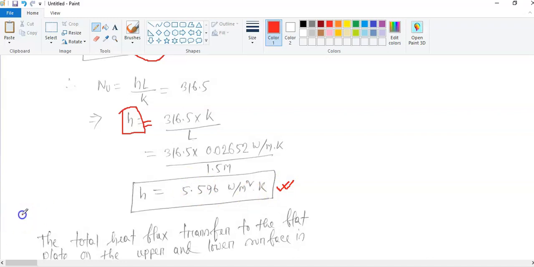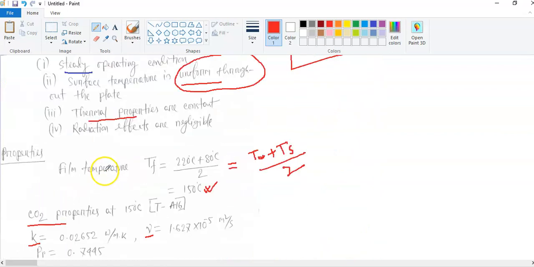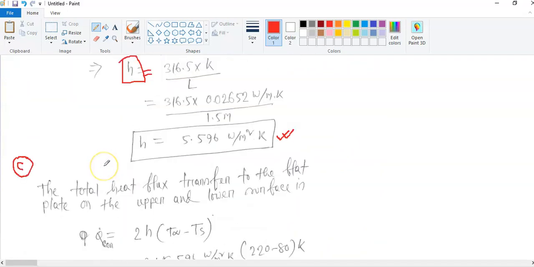Now we will calculate the third part. Let's say this is C. The third part of this question, we need to calculate the heat flux. Just have a look at the question here. It is flowing over the upper and the lower surfaces. So we will calculate the total heat flux for the flat plate on the upper and the lower surfaces.